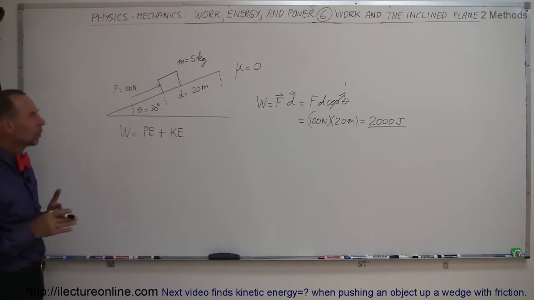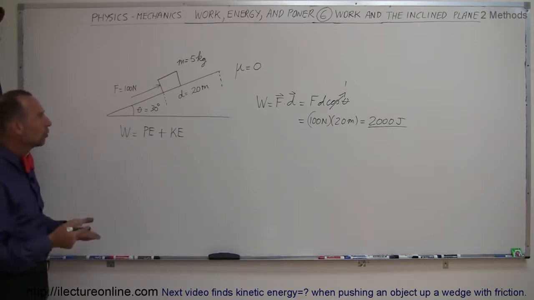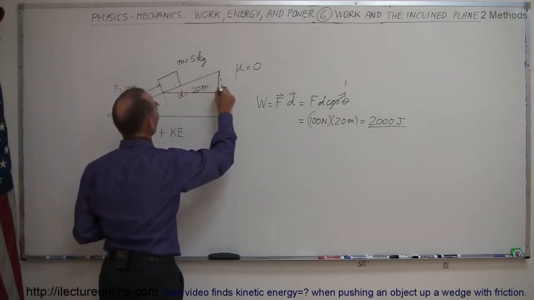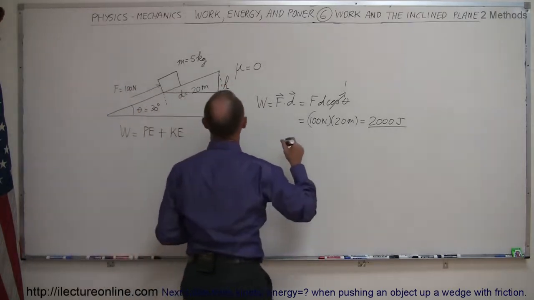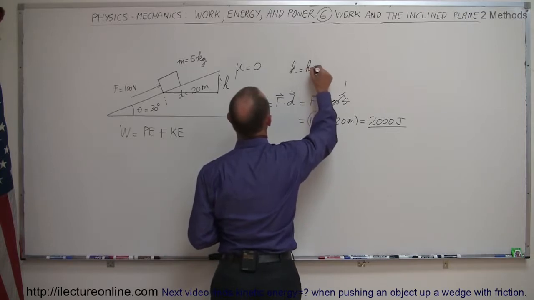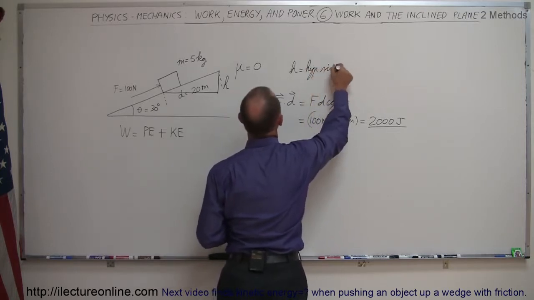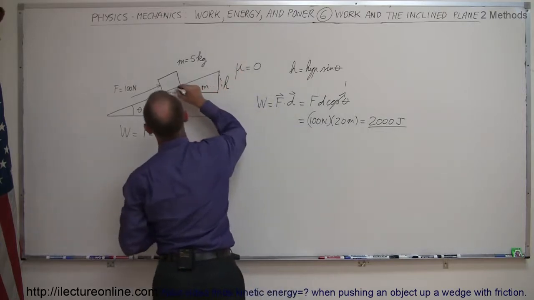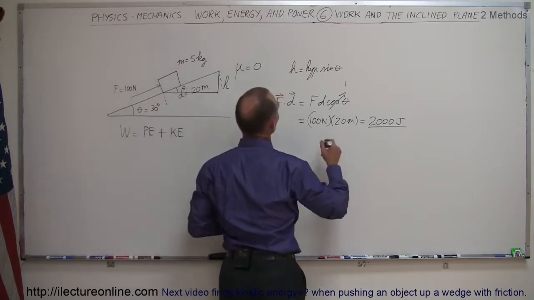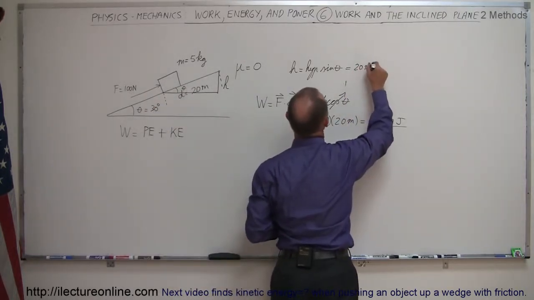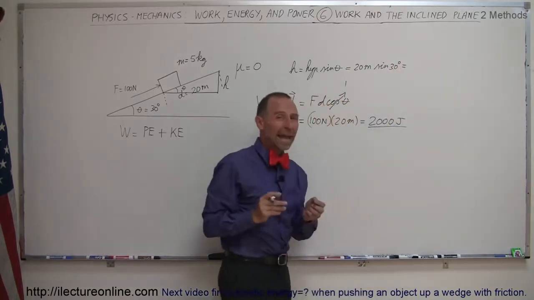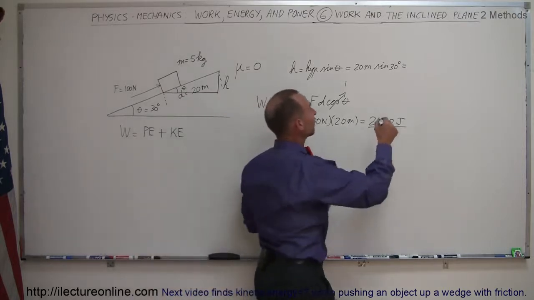Let's figure out how much of that work is used to give it potential energy. If we now draw a triangle here, we can see that this is the height gained h. And if we're going to calculate h, it is equal to the hypotenuse times the sine of the angle theta, because h is opposite to the angle. Of course, this is also the angle theta, 30 degrees. The distance, 20 meters, is along the hypotenuse. So this is equal to 20 meters times the sine of 30 degrees, which is, of course, sine of 30 degrees is 1/2. And 1/2 times 20 meters is 10 meters.